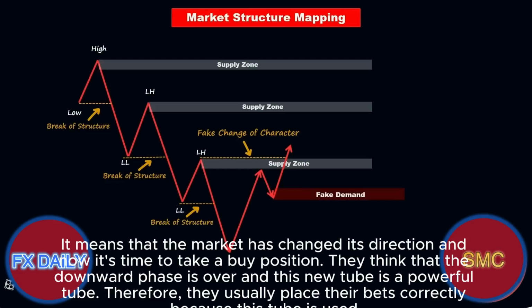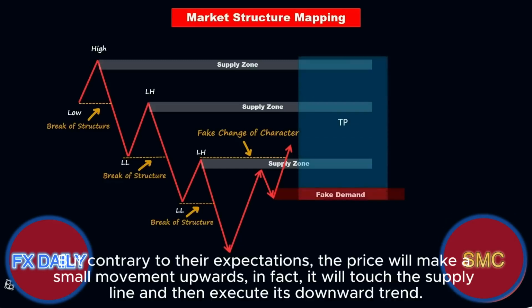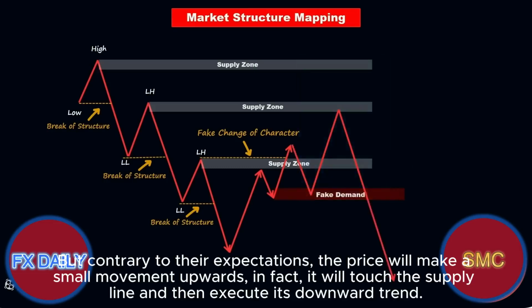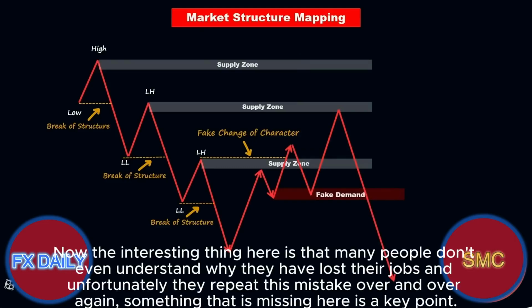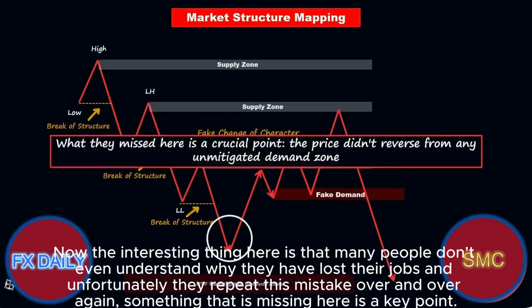Therefore, they usually place their buy orders. But contrary to their expectations, the price will make a small movement upwards. In fact, it will touch the supply line and then continue its downward trend. Now the interesting thing here is that many people don't even understand why they have lost their trades, and unfortunately they repeat this mistake over and over again. Something that is missing here is a key point.